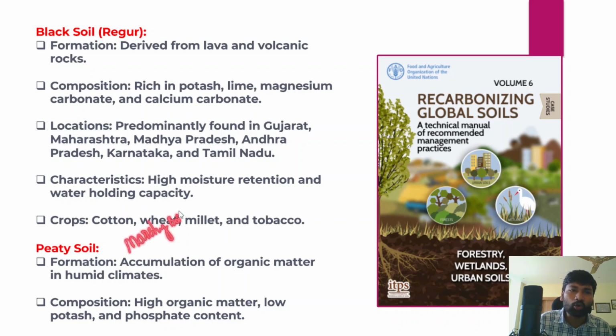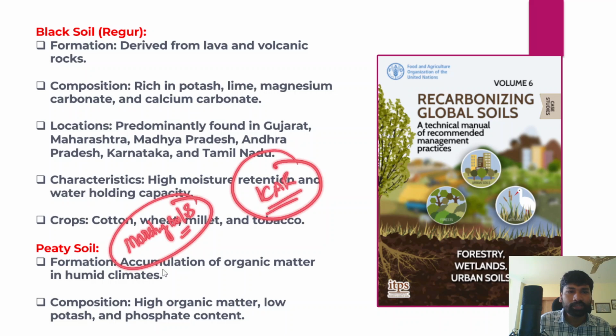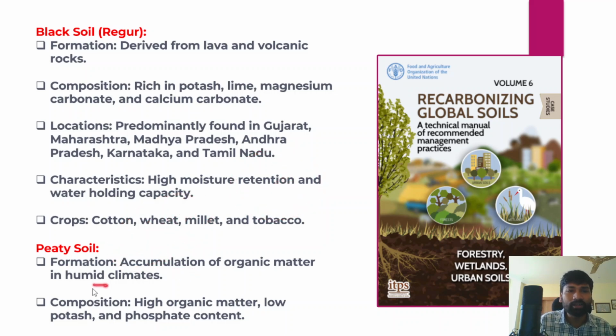Now what are these peaty soils? Remember, this classification or categorization is given by the Indian Council of Agricultural Research, right? So what are these peaty soils? They are formed by accumulation of organic matter in humid climates or areas of excessive, heavy rainfall, so they are formed by the accumulation of organic matter in one particular area. So what is the general composition of these peaty soils? They have very high organic matter, and lower potash and phosphatic content also.